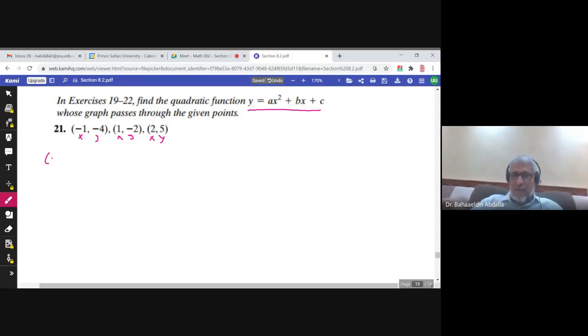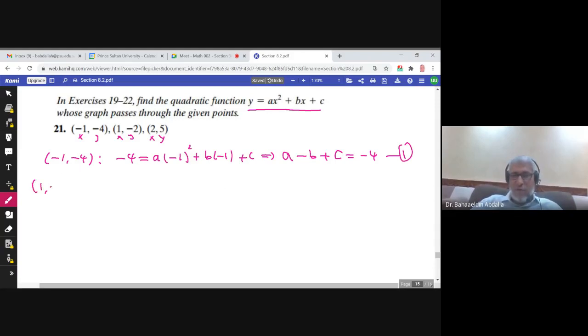What does it mean? It means that this point satisfies this equation. So y is -4, and I replace x by -1. Now a times (-1) squared plus b times -1 plus c. This will give you what? (-1) squared is 1, times a, minus b, plus c equals -4. So this is equation 1. Every point will give you an equation.